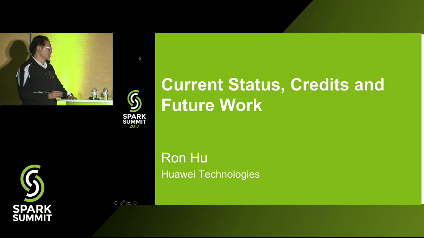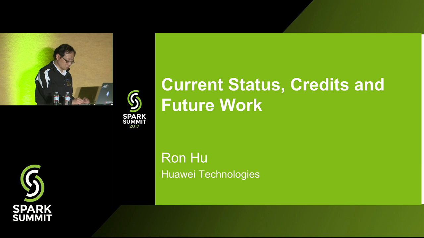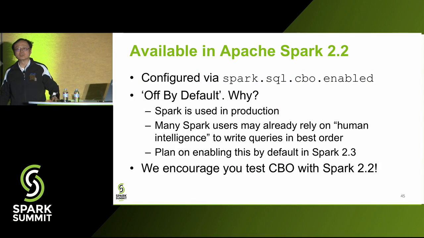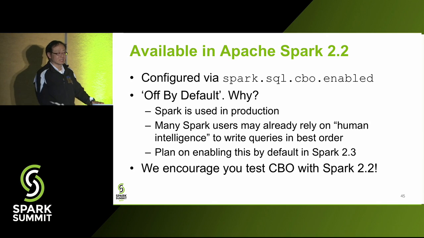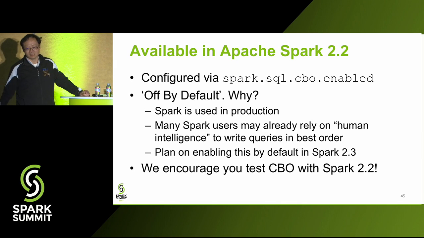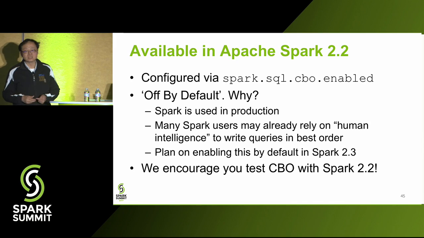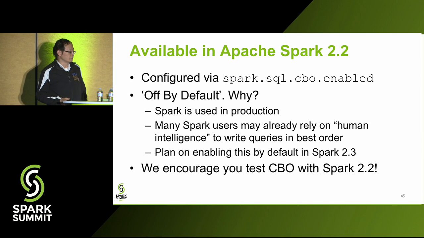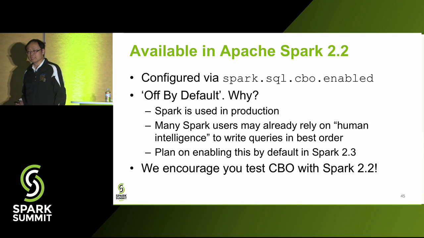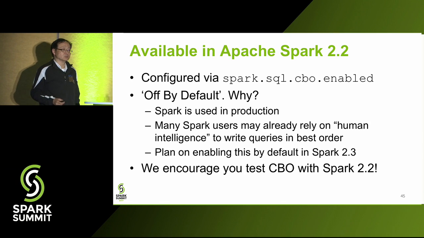Okay, I'm going to talk about the final section: the current status and the future work for the CBO project. First, I'm super excited to say that CBO will be available in Apache Spark 2.2. As of today, we have Apache Spark 2.2 release candidate 4, so I think the official Apache Spark 2.2 will come out really, really soon.